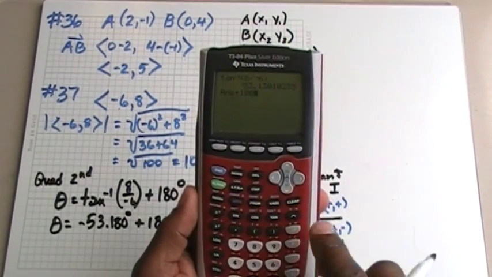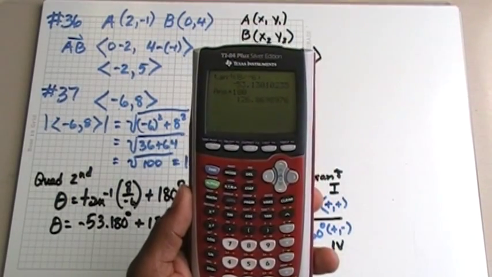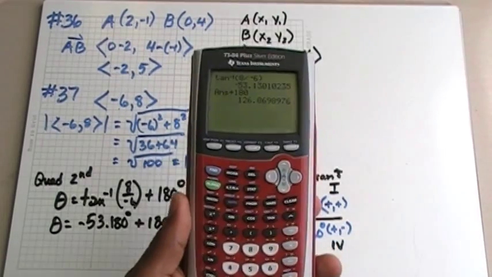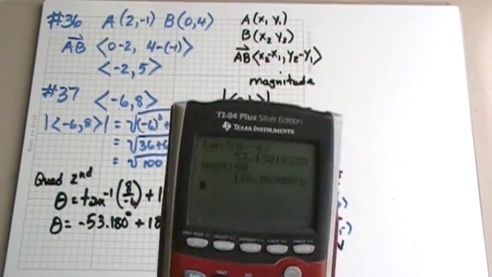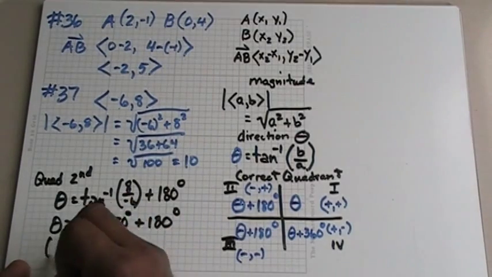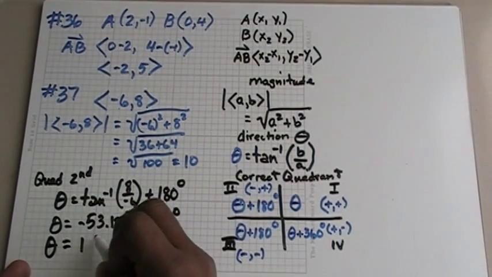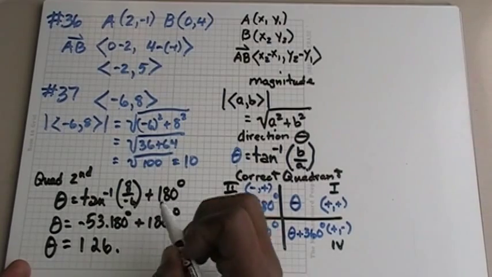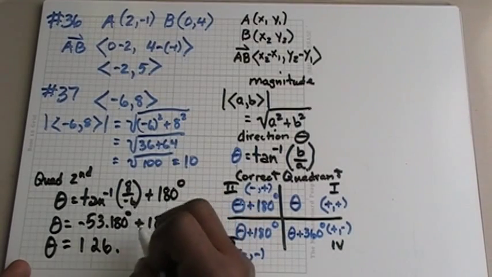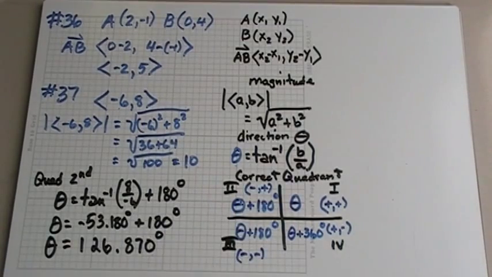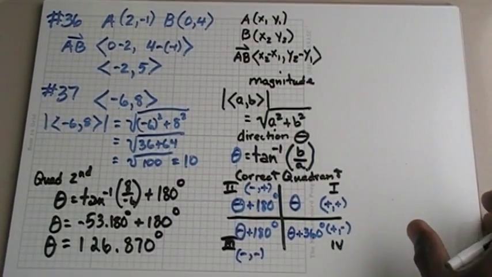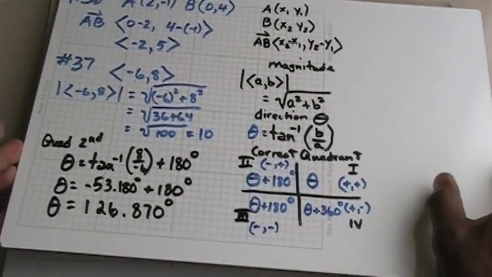Adding 180, that gives us an angle of 126.870. So theta is equal to 126.870 degrees. All right, there's 37. All right, number 38.